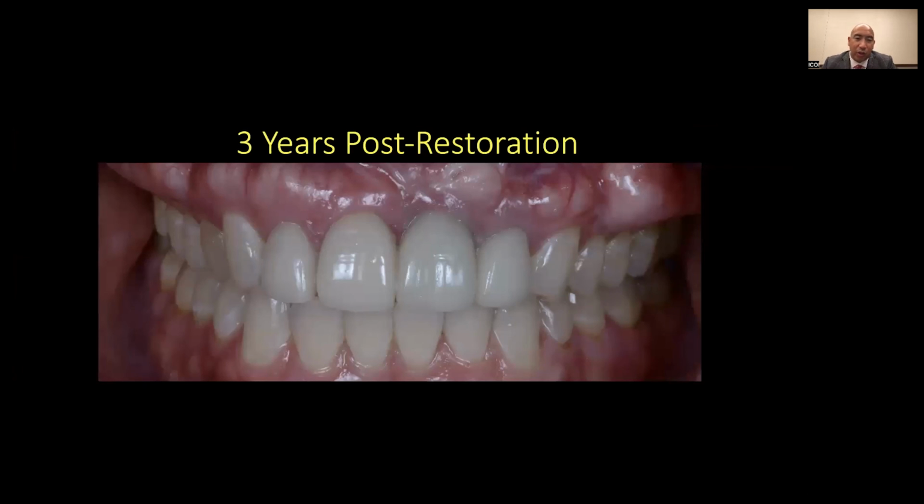And there he is 3 years post restoration. So the crowns don't look the best or perfect, but they look pretty good, you know, especially when you consider he started from here.